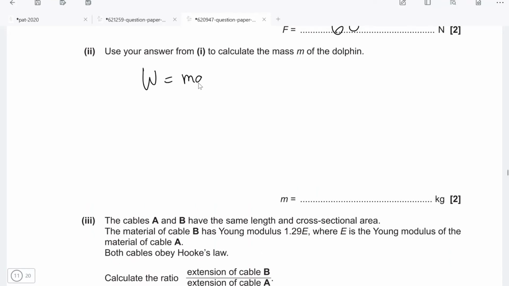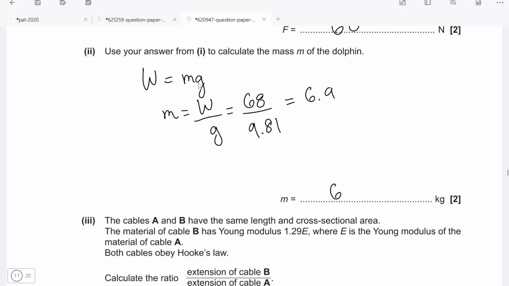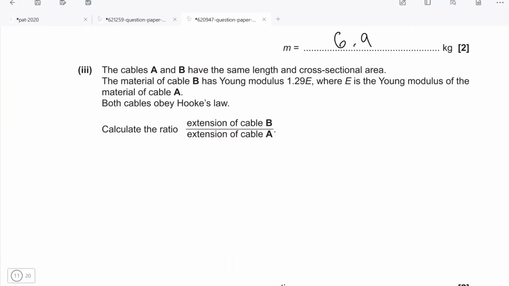So in order to find the mass, all we need to do really is say that our weight is equal to mg and our mass is equal to the weight divided by g, so that's going to be 68 divided by 9.81, and this is of course equal to 6.9 kilograms. So the answer is 6.9. Part 3, this is a really interesting question. We have the cables A and B have the same length and cross-sectional area. The material of cable B has Young's modulus 1.29E, where E is the Young's modulus of the material of cable A. Calculate the ratio of the extension of B to the extension of A.